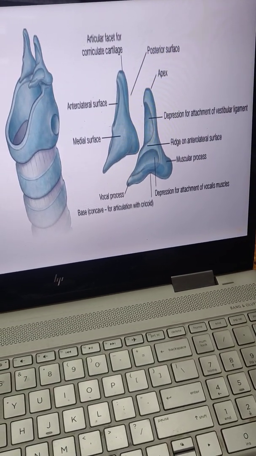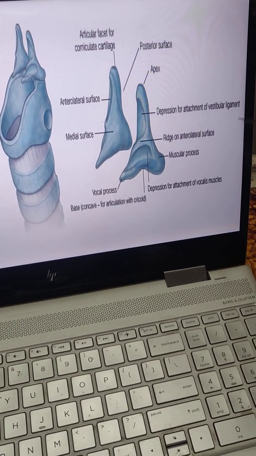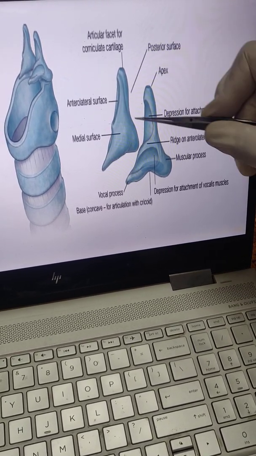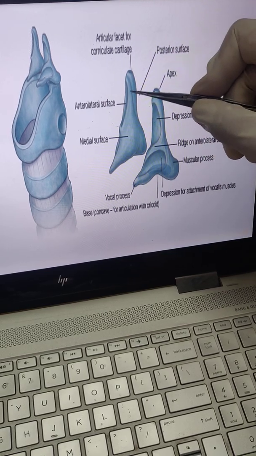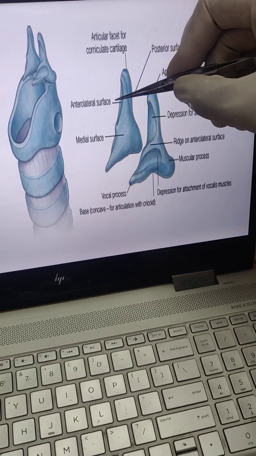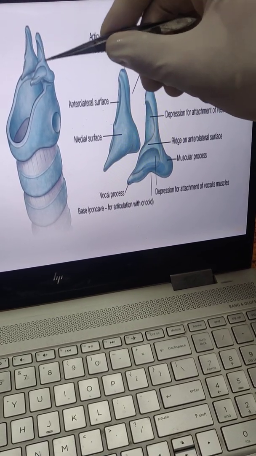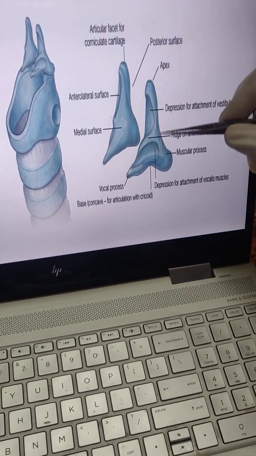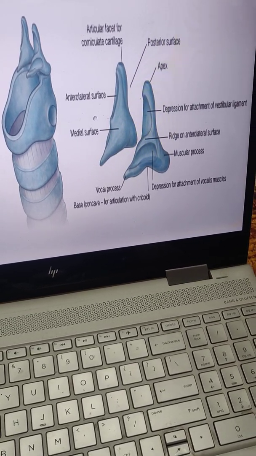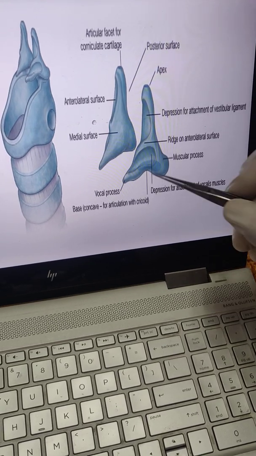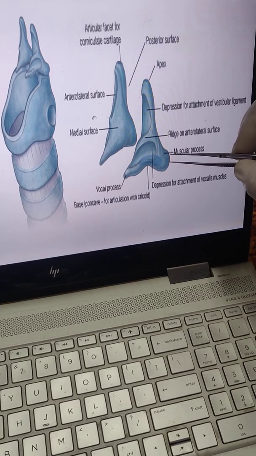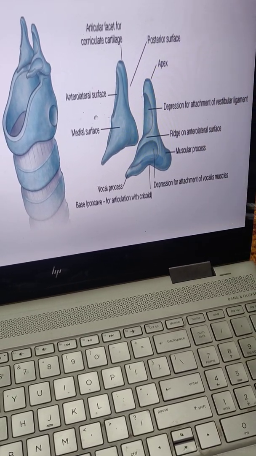It has three surfaces. One is the posterior surface. Here you can see this is the medial surface, which is facing inside the laryngeal cavity. The anterolateral surface is facing on the lateral side. This is the anterolateral surface, and one is the posterior surface. It has two processes, the muscular process and the vocal process. This is the outer, laterally there is the muscular process, and the inner one is called the vocal process.